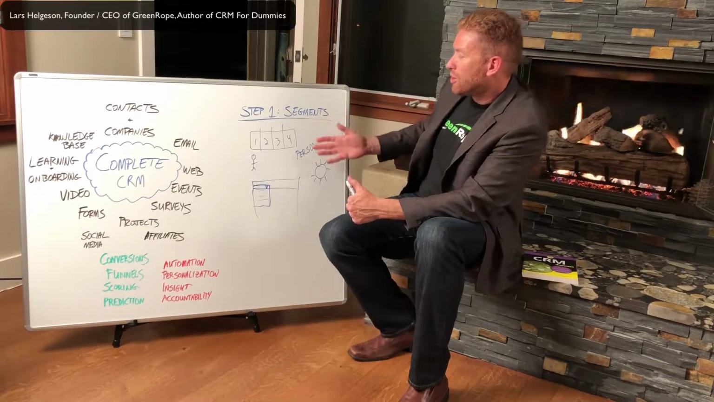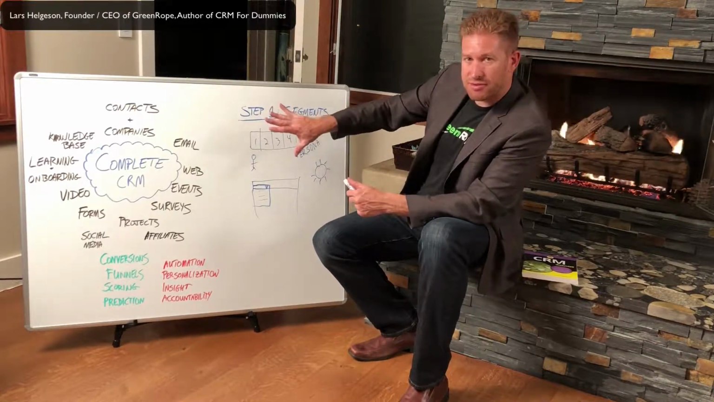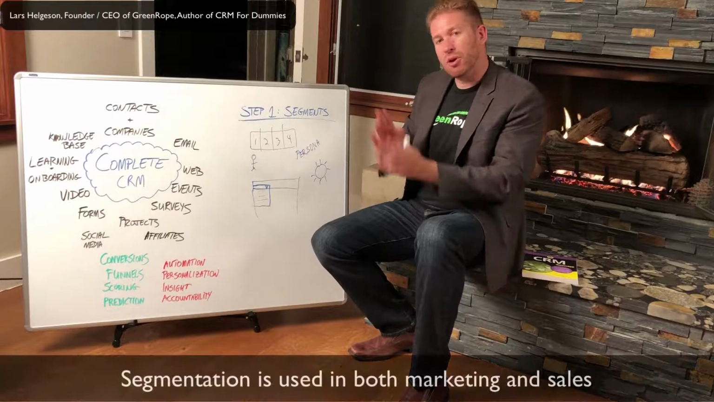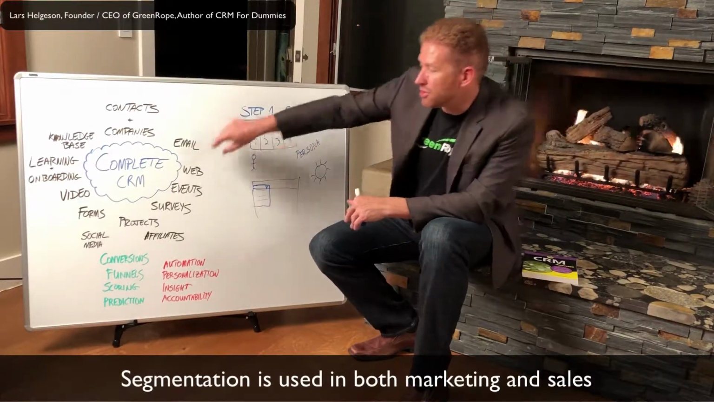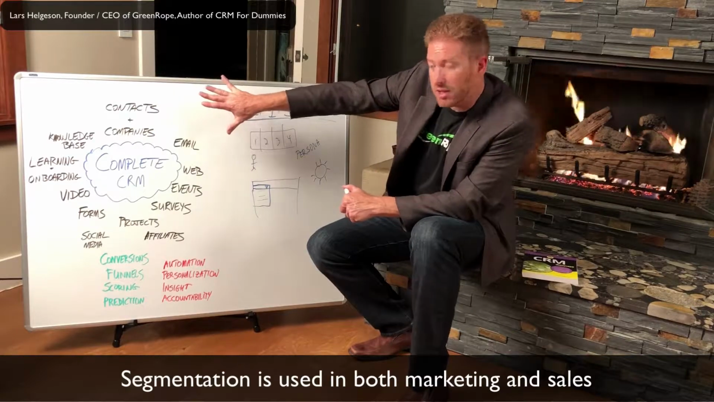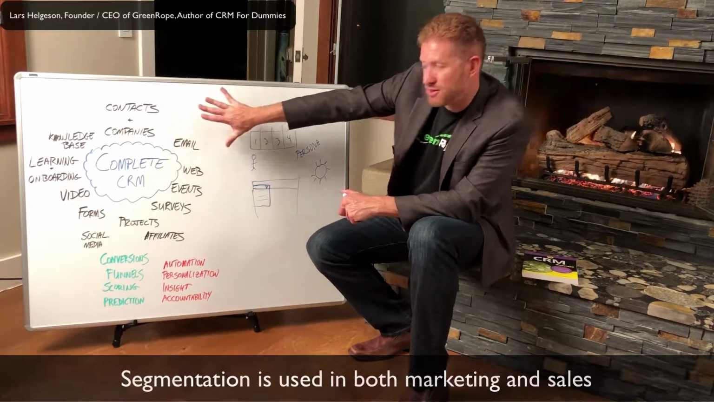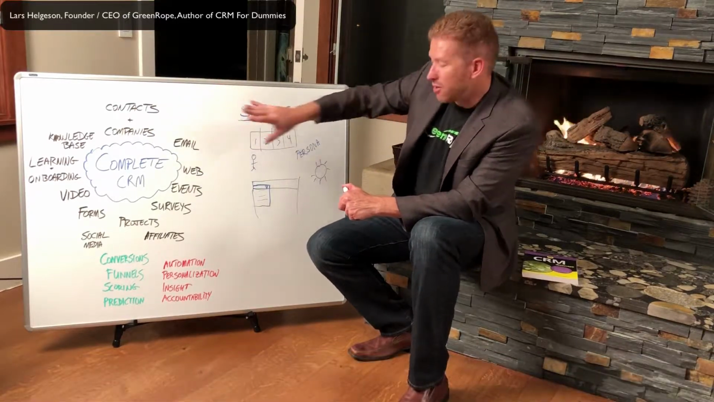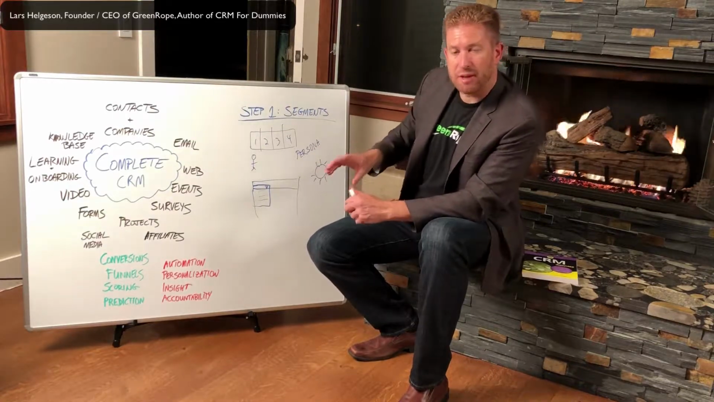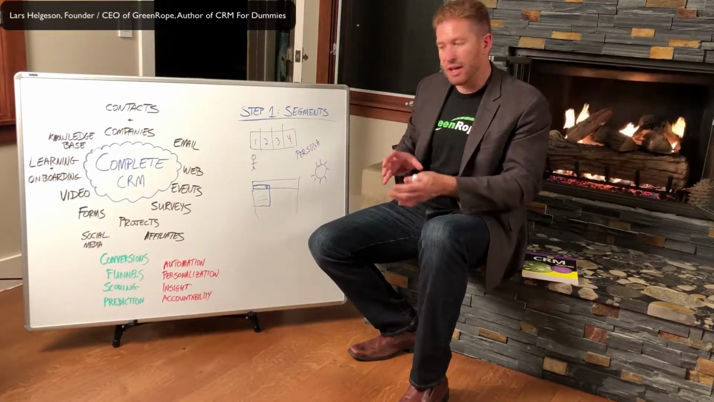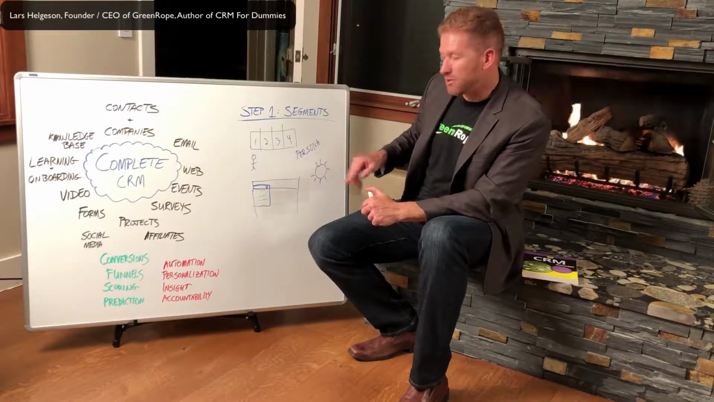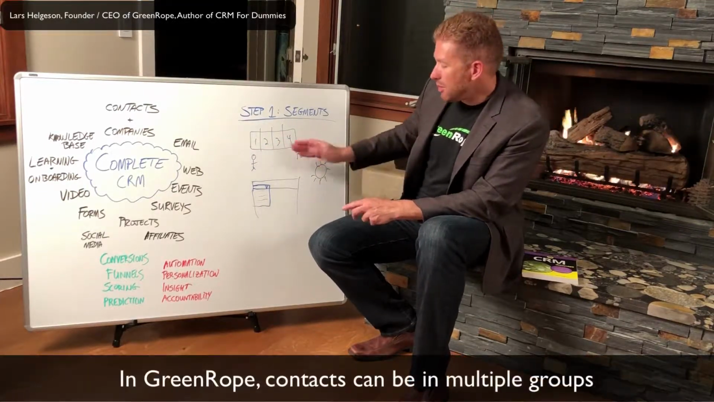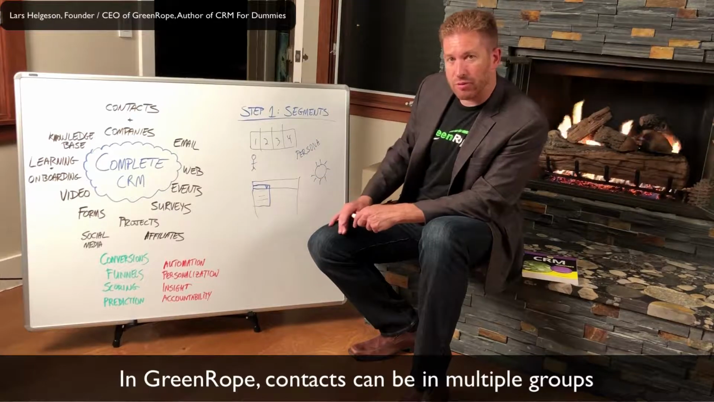So what we're using here is this concept of segmentation, both for marketing and for sales, and eventually we're going to use it for more of the operational sides of all of these things that you see here, because most of the things that you see here can be associated with different groups. It allows you to set up different business units. It allows you to really laser focus in on parts of your market segments and who you're selling to, and then be able to access that right within GreenRope.